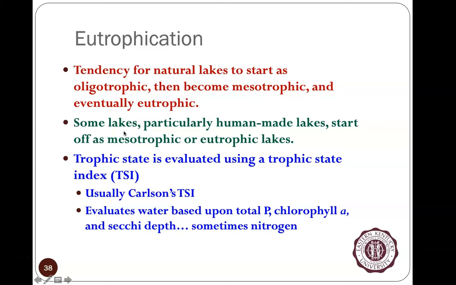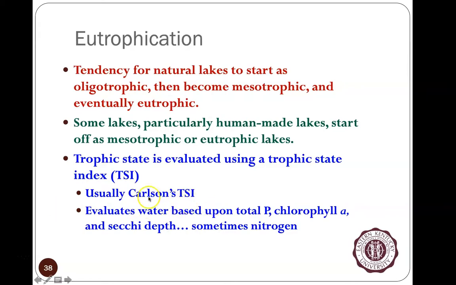And the trophic state index: how do we determine if something is eutrophic or not? That's typically done through a trophic state index, and the most common one is Carlson's trophic state index, which he published about in 1977. He did his doctoral dissertation at the University of Minnesota on the trophic state index, and then he ended up being a professor at Kent State University in Northeast Ohio for a long time.